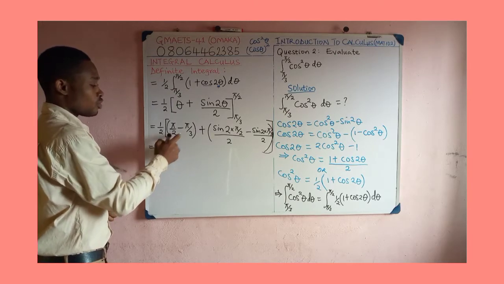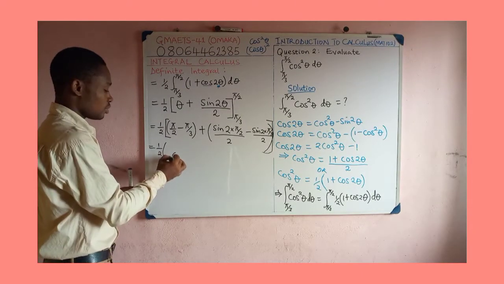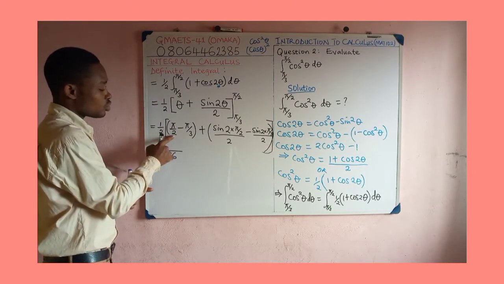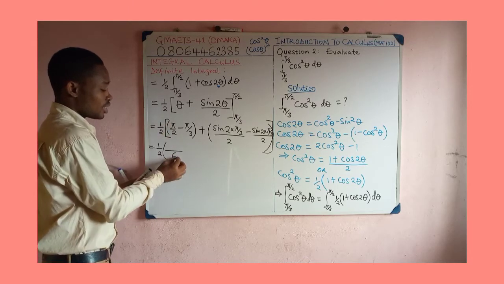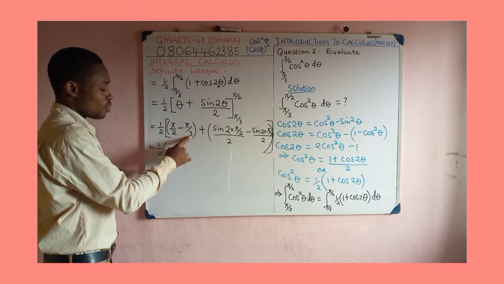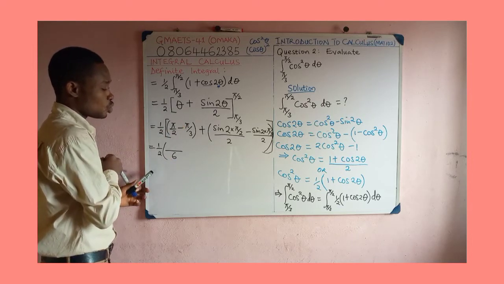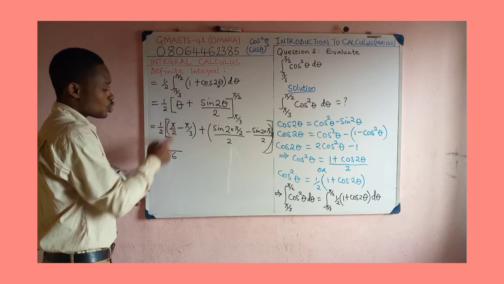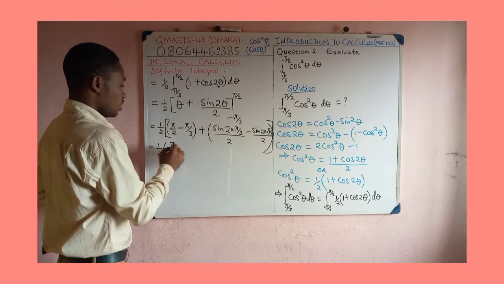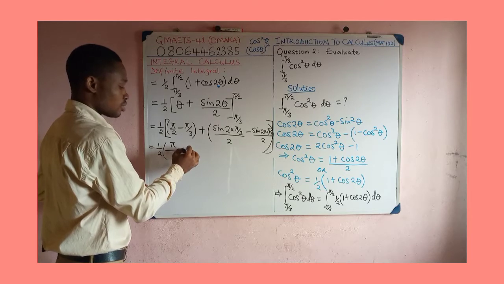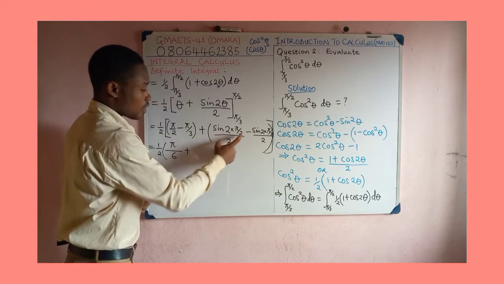This term, if you work it out, the LCM here is 6. 6 divided by 2 is 3, times pi will give us 3 pi. Then 6 divided by 3 will give us 2, times pi will give us 2 pi. 3 pi minus 2 pi will give us pi. So this is pi over 6. Alright. Then plus, we're going to come to this term. This term is equal to 0.